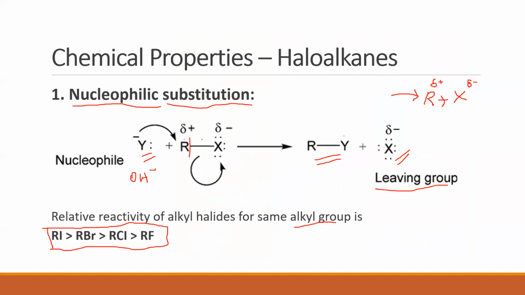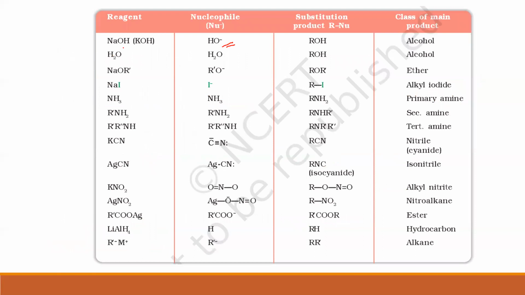clear? And if X goes out, in place of X, who's coming in? OH minus is coming in. So what will this product be? Yes, ROH, which is nothing but what? Alcohol. So you understood this? Yes. So if I take NaOH or KOH, OH minus is the nucleophile. The final product obtained is an alcohol.